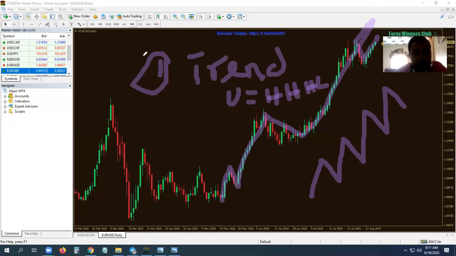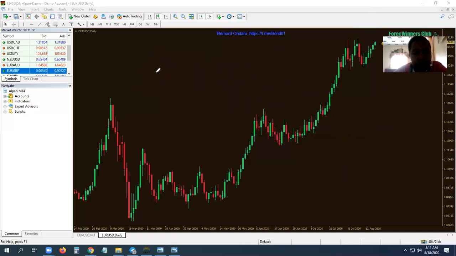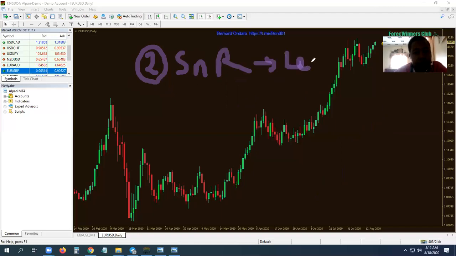So concept number one is trend. Concept number two, you must have support and resistance. This is what I call levels. You must have levels on your chart. Now I'm telling you the three most important things you must have for a signal. We'll talk about support and resistance tomorrow.